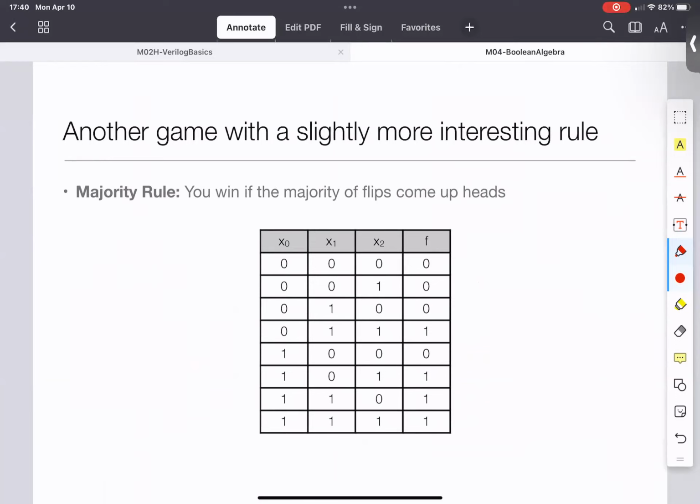So again, we are going to think in terms of the game. The 3 inputs represent the 3 flips, and we want the player to win the game if the majority are heads. So in this particular case, we're saying at least 2 inputs are high. This row has 2 inputs, this row has this input and this input, this row has these 2 inputs, and this row has all 3 inputs. They are the ones, the remaining are 0. Okay, so that's a function.